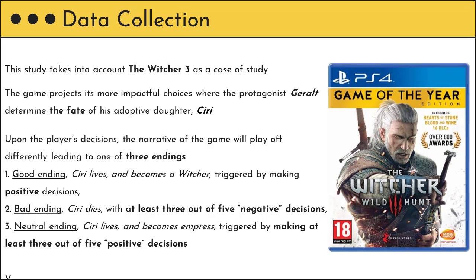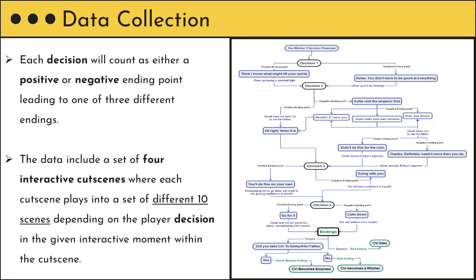The three endings are considered a good ending, where Ciri lives, a bad ending, where she dies, or a neutral ending, where she lives and becomes an empress. Each ending is triggered by a set of positive or negative ending points or decisions. Therefore, this study specifically limits its scope to 5 critical decisions the game presents as determinants of the 3 endings. The 5 critical decisions are presented to the player through 4 interactive cutscenes, playing into a set of different 10 scenes depending on the player's decision in the given interactive moment within the cutscene.